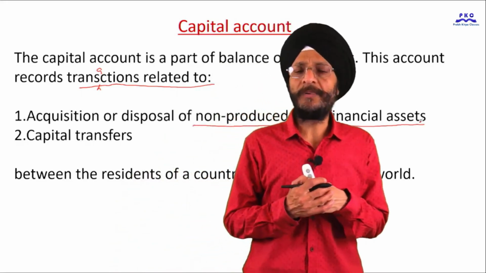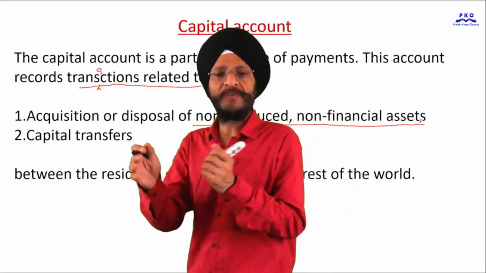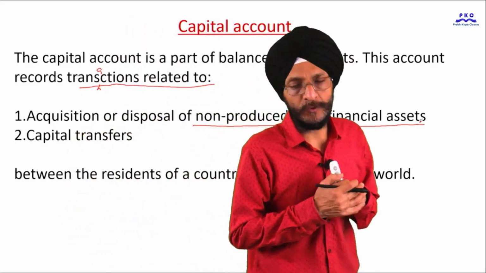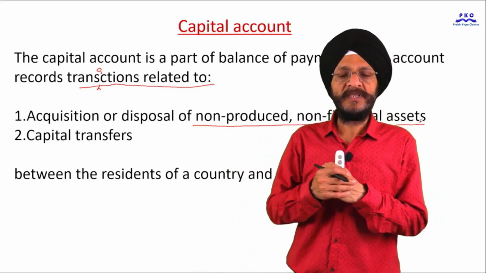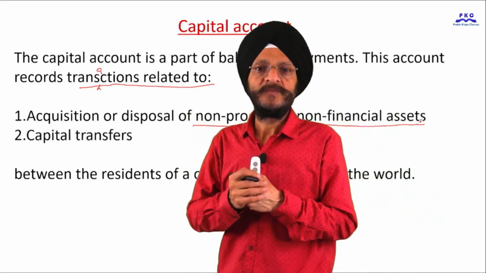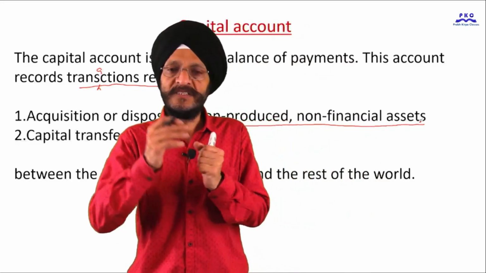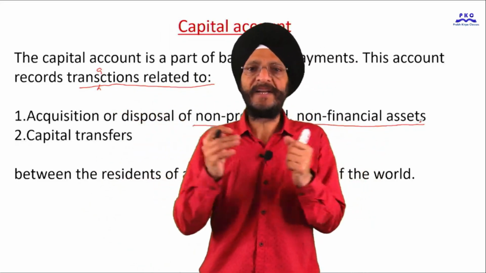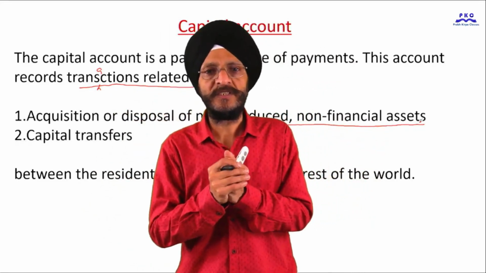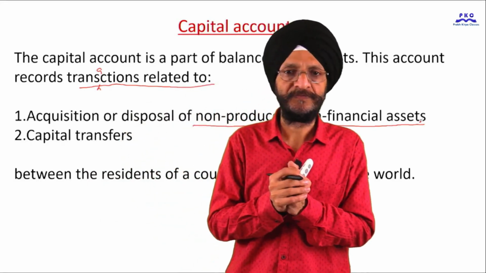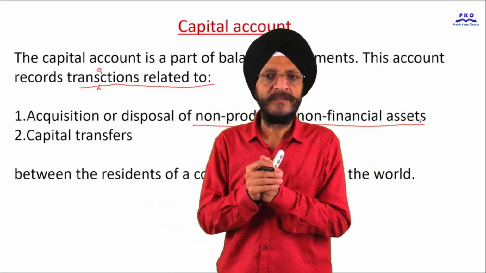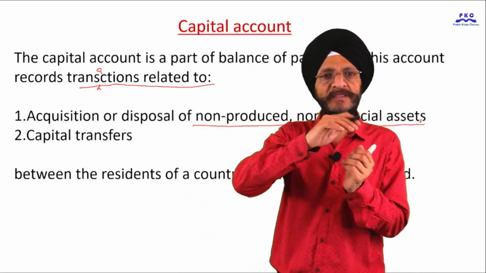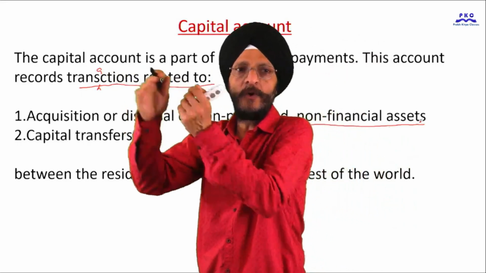What is the meaning of non-produced non-financial assets? Non-produced non-financial assets are those assets which are not produced. They occur naturally, or some intellectual work is involved therein. For example, land, natural resources such as mining rights, fishing rights, logos, trademarks, copyrights, all these come under non-produced and non-financial assets.